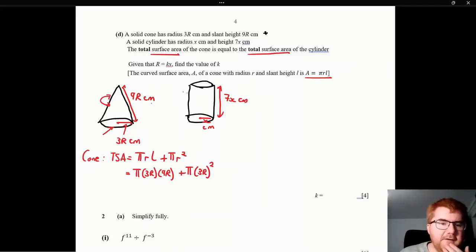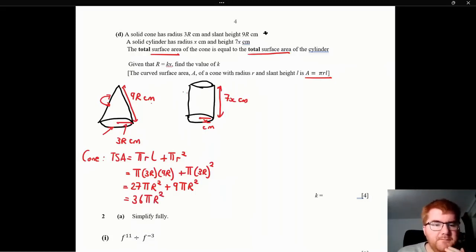Just popping these things in very carefully. That gives us then, we have 9 times 3 is 27, we have a pi and we have an r squared. And here 3r all squared, be really careful with this, 3r times 3r, that's 9r squared. So we get 9 pi r squared. And we have 27 pi r squared and 9 pi r squared. That's going to give us 36 pi r squared. So that's our total surface area in terms of r.